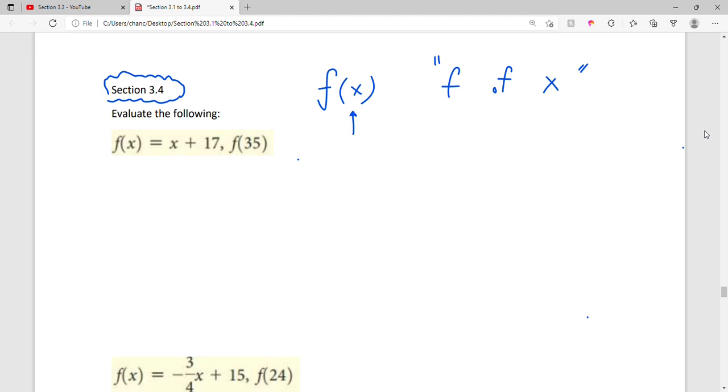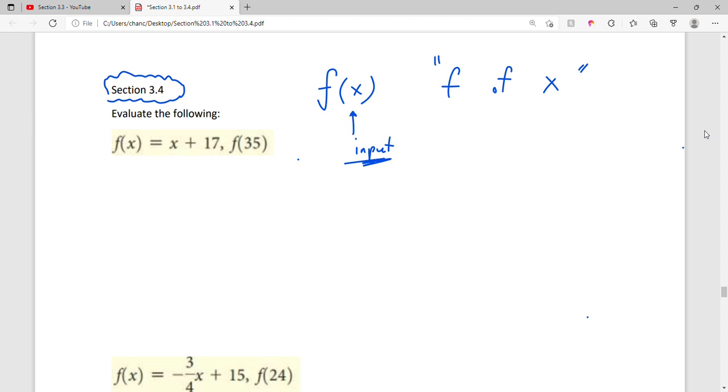X is the value that we are going to use. That's our input. And whatever that gives us is the output. Whatever the evaluation of x inside the function f yields, that's the output.